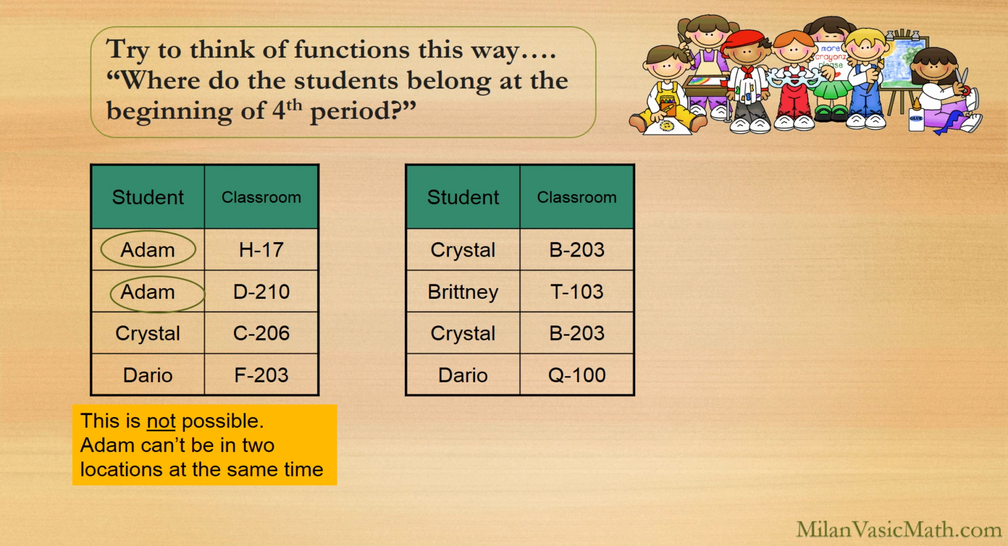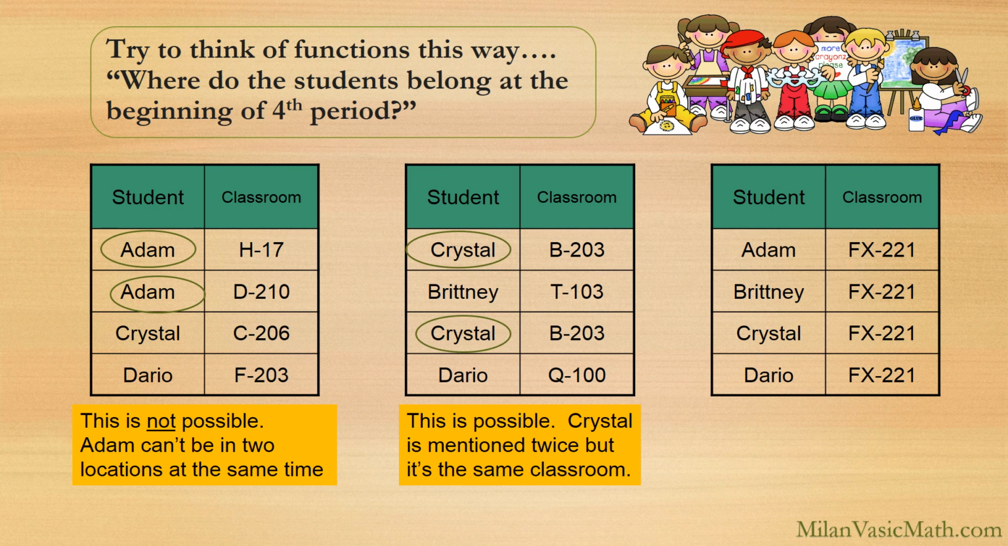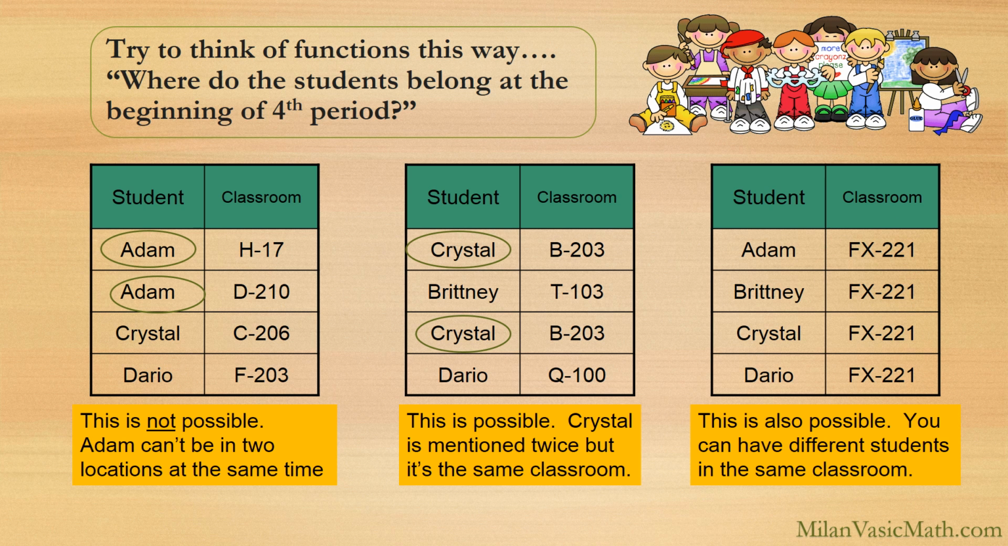In the next schedule, we see that Crystal's name repeats twice. However, in both situations, she's going to the same room. This is possible because the room is just repeated twice. In the last situation, we have all different students going to the same classroom, FX 221. This is also possible. You can have many different people in the same classroom.